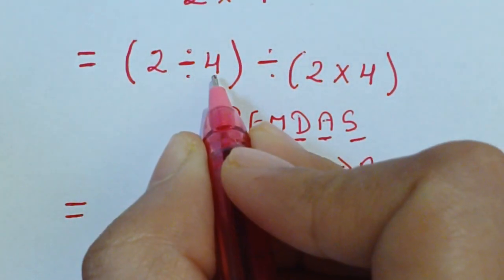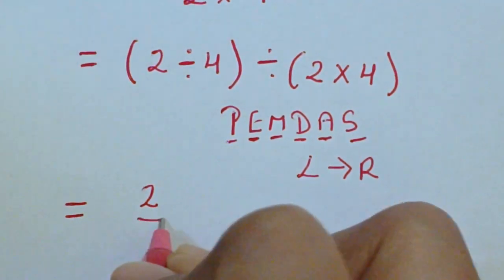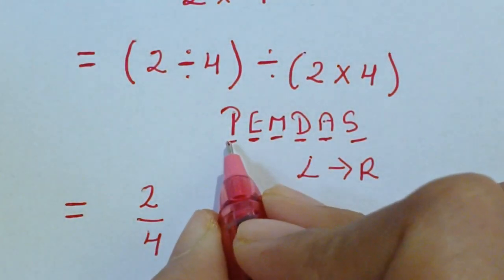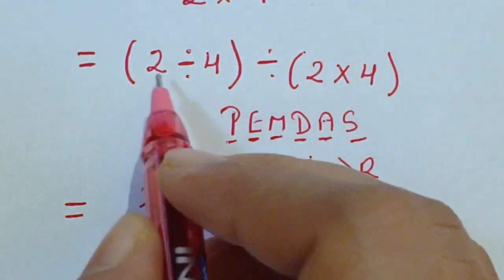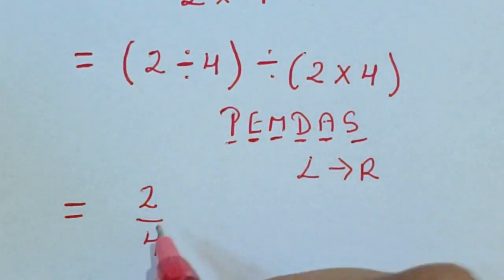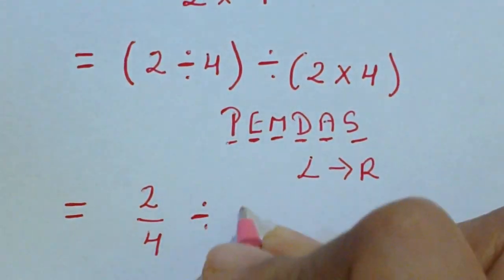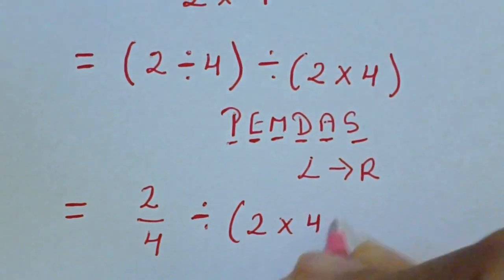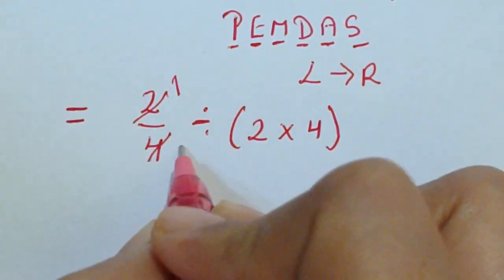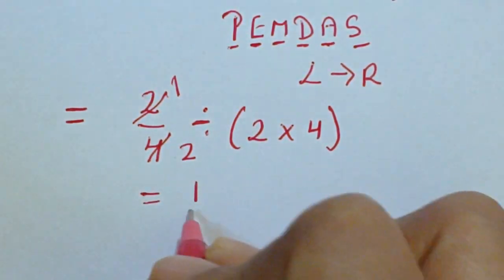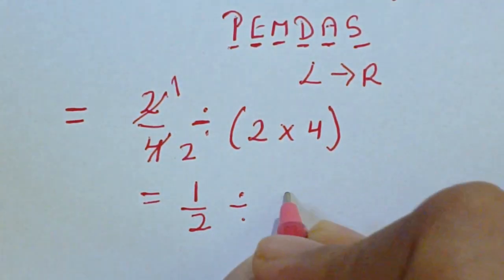So 2 divided by 4, this we can write as 2 by 4. First we'll solve the parenthesis, meaning the bracket part. So here the bracket part is there. So this one, we can write as 2 by 4, divided by the bracket 2 times 4. So 2 ones are 2, 2 twos are 4. 1 by 2 divided by 2 fours are 8.